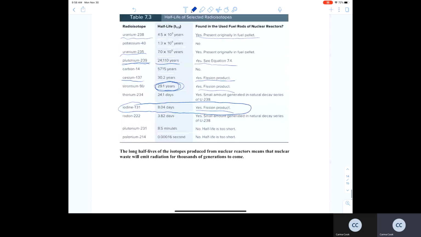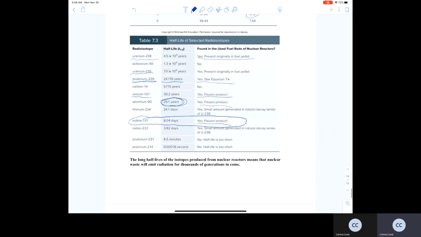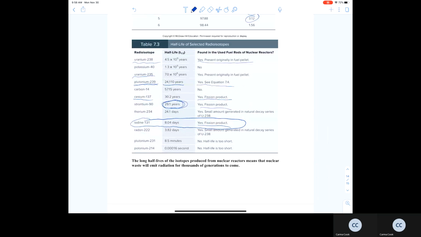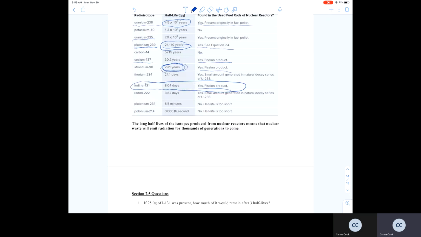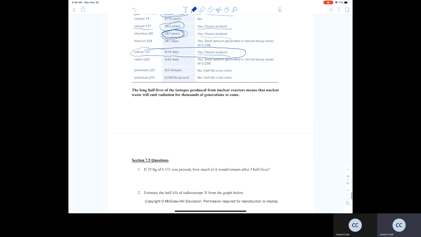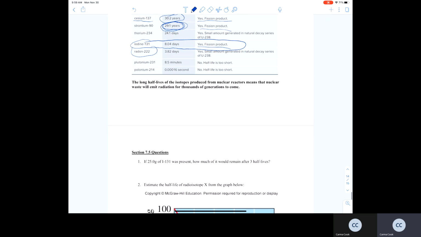And so you can see some of these fission products themselves and some of the original fuel have very long half-lives. And even some of their fission products have pretty long half-lives of about 30 years. But iodine-131 has a very short half-life. So does radon-222, just a matter of days. Plutonium-231, very short half-life, 8.5 minutes.